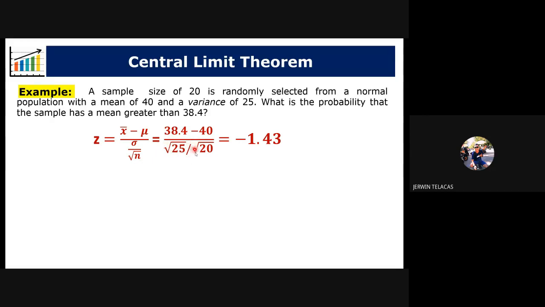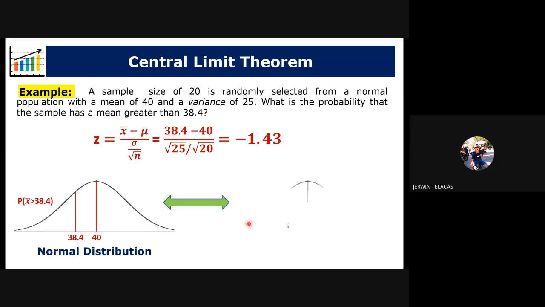Then all over the square root of 20. Of course, 20 is the sample size. So 20 is what we took as the sample. Then, of course, compute. That is easy. So we get negative 1.43. So let's try to illustrate. The population mean is 40, and 38.4 is found to the left of 40. What is the area that is greater than 38.4?